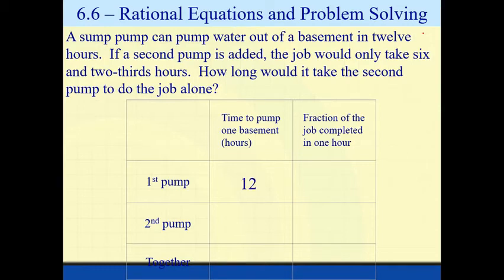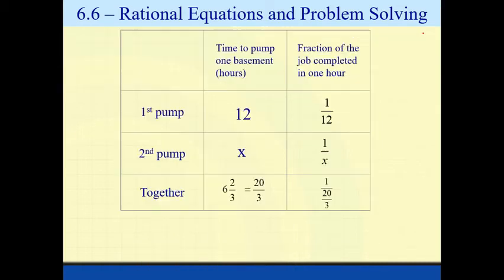Okay, so the first pump, it said, takes 12 hours to do the entire basement. The second pump, we don't know, but when they work together, it's 6 2/3, which will change to an improper fraction of 20 over 3. The fraction of the job for the first pump is 1 over 12. The second pump's 1 over x, and then when they work together, it's going to be 1 over 20 over 3. So we have a complex fraction there. See that? Okay, so we're going to add these together, 1 over 12 plus 1 over x, and that's going to be equal to the 1 over 20 over 3.